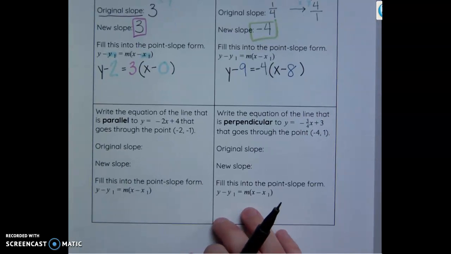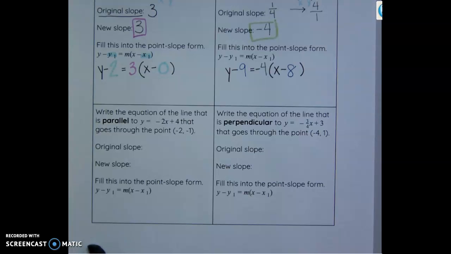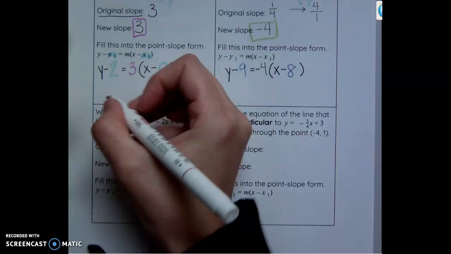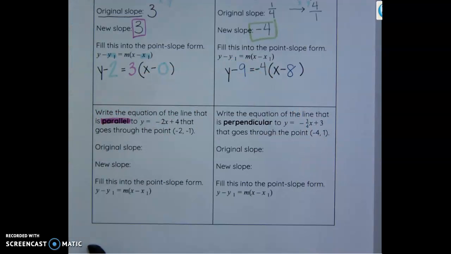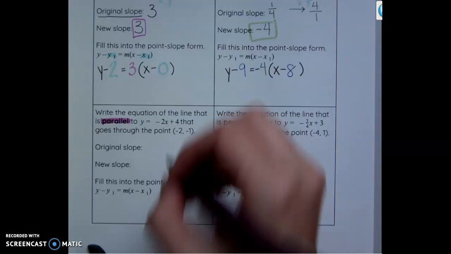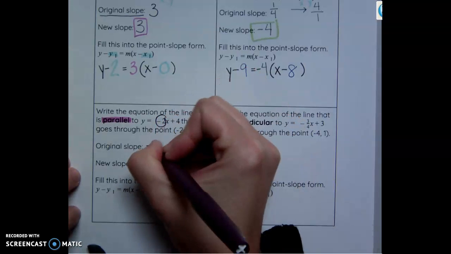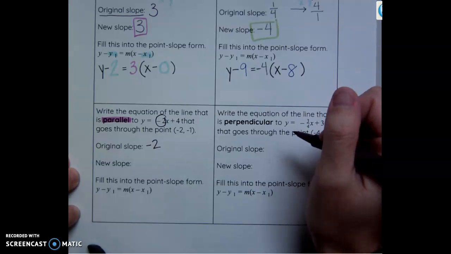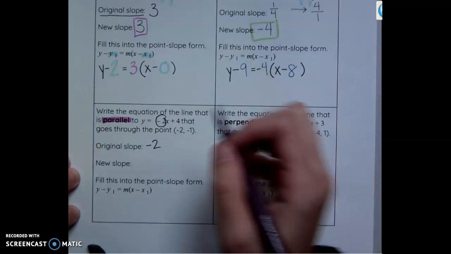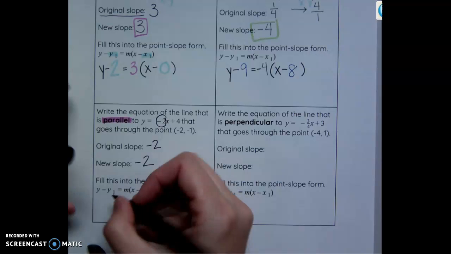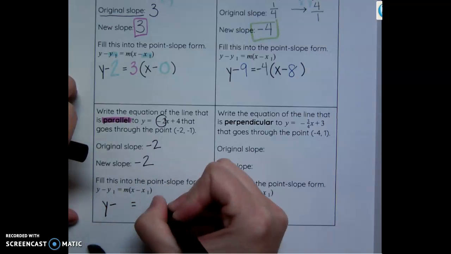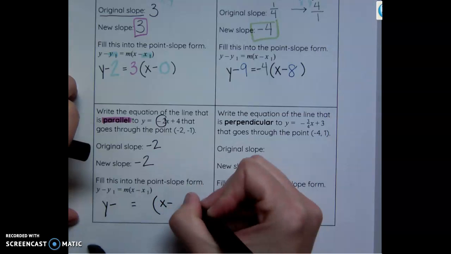Write the equation of the line that is parallel to y equals negative 2x plus 4 that goes through the point (-2, 1). I'm going to highlight my parallel. My slope is negative 2. That's my original slope. Now, parallel, does it have the same slope or opposite slope? Parallel has the same slope, so my new slope is still negative 2. Fill it in: y minus blank equals my slope, x minus blank.